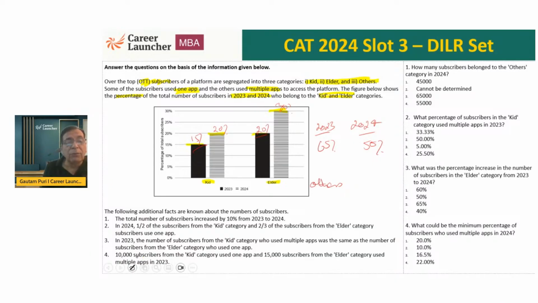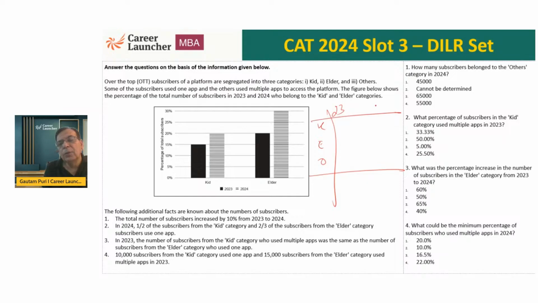And what is also interesting is you know exactly what kind of table you have to make. What kind of table you'll have to make? You'll have to find out kids, elders, others. Okay, 23 and 24. That's the kind of table that we probably need to find percentages and the numbers also for both these. And for each of these 23 and 24, we need to find out how many use one app and how many use multiple apps. So ये information है. अब देखते हैं सवाल. Now we will go to the question.